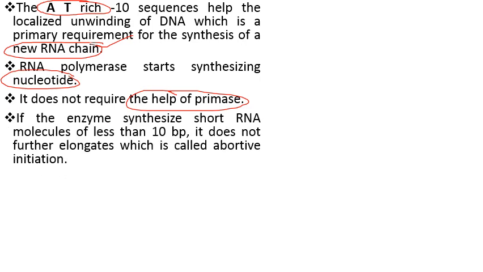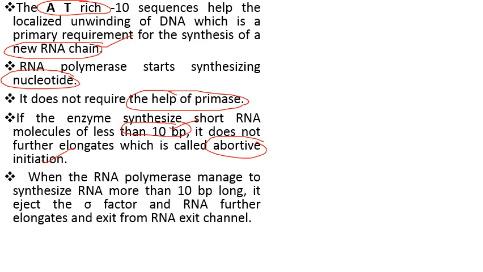If the enzyme synthesizes a short RNA molecule of less than 10 base pairs, it does not further elongate, which is called abortive initiation. So sometimes transcription is halted by abnormal function of RNA polymerase. That type of transcription is known as abortive initiation. When the RNA polymerase manages to synthesize RNA more than 10 base pairs long, it ejects the sigma factor. Then the sigma factor is ejected and RNA further elongates and exits from the RNA exit channel.